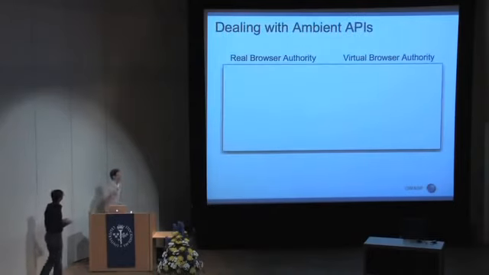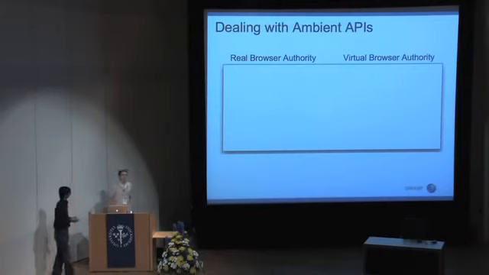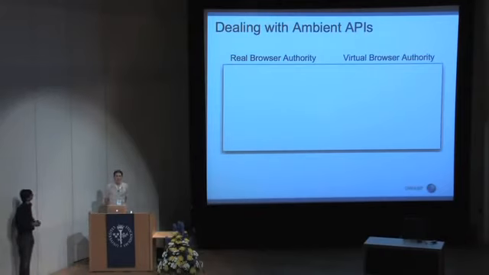So I'm going to walk through some examples of common APIs available to web applications and explain some of the tools that you can use to virtualize these, and hopefully give you a sense of the range of interesting security policies that you could implement.